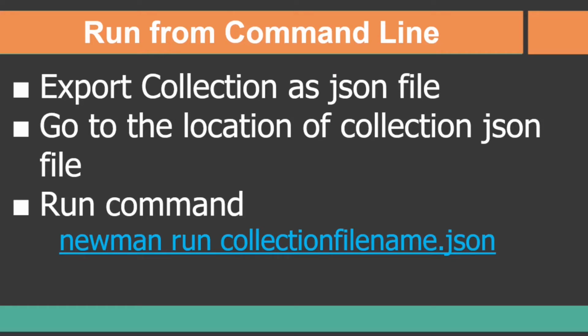Once you export the collection as a JSON file, so basically from Postman you need to export the collection where you have all the scripts written, right? So you need to export that entire collection as a JSON file, and then you need to go to the location of that particular JSON file and run the command in the command line. So this is the procedure that we are going to follow.